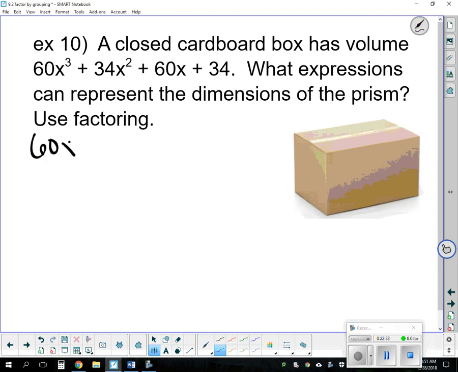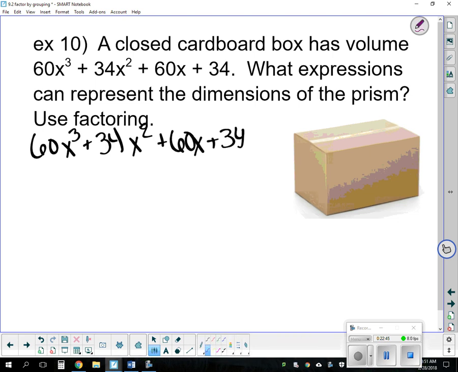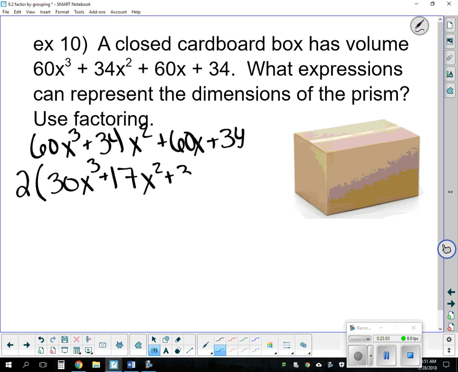Okay, so if you're looking at 60x to the third plus 34x squared plus 60x plus 34, we're just going to factor this. The very first thing you're supposed to look for when you're factoring is, of course, a GCF. Do you see one? 2 looks to me like it's the greatest common factor. So then we have 30x to the third. 34 divided by 2 is 17. And then those same coefficients again. Okay. Now, can I factor further? Well, I hope so, because remember, volume equals length times width times height. And right now, all I have are 2 factors. 2, and then this whole thing. I need 3 factors. So ideally, we will be able to factor this big polynomial further.